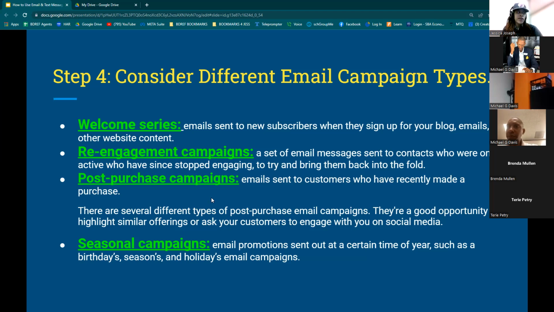Offering different types of tips during the holidays or during the season, like Mr. Davis said, those are the type of information that you can send out in your campaigns. Anything to add for seasonal campaigns today?